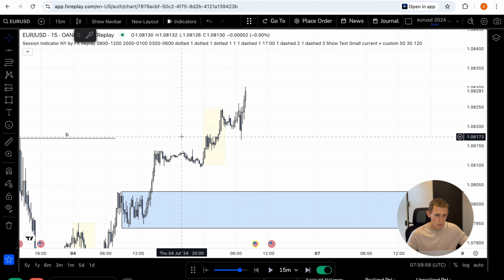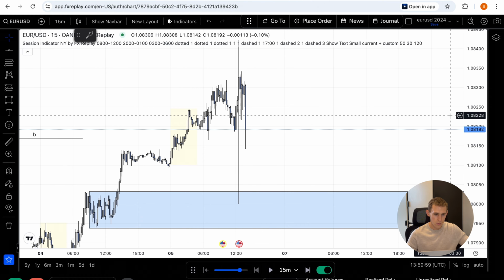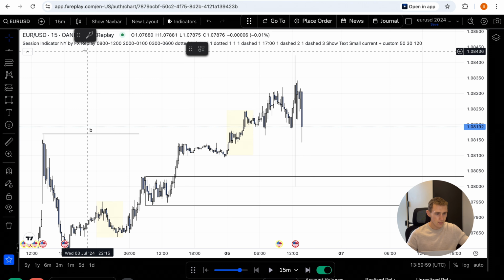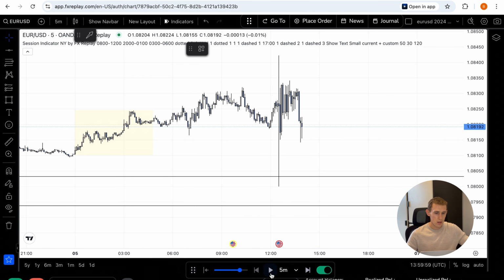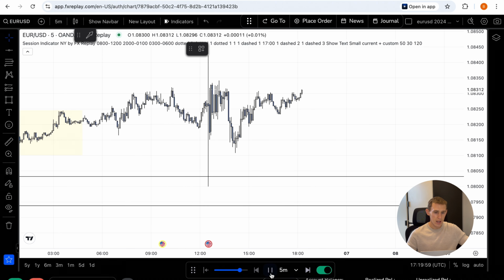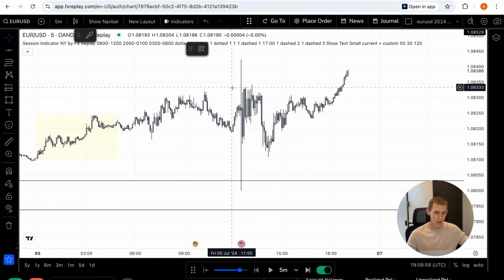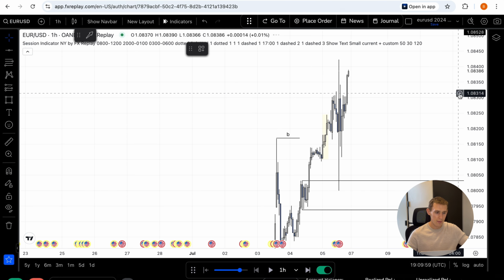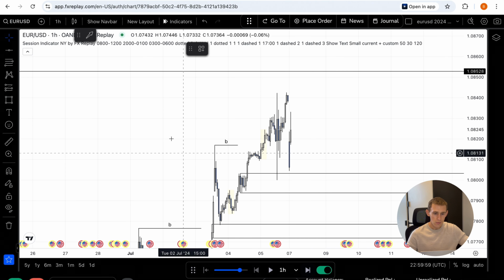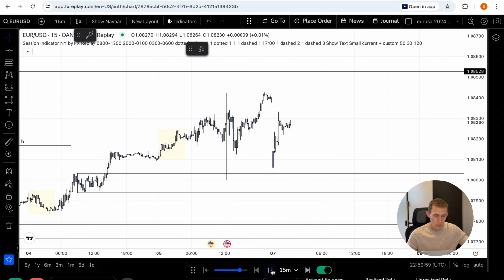Doesn't seem like it wants to pull back at the moment. Oh, there we go. That was some sort of news event. So in a situation like this, I would be happy to take the long if it comes back into the demand. But obviously here, there's not really much you can do after that news candle. It's just a bit of a mess. Still a bit of a mess here, to be honest. There's nothing I would do.